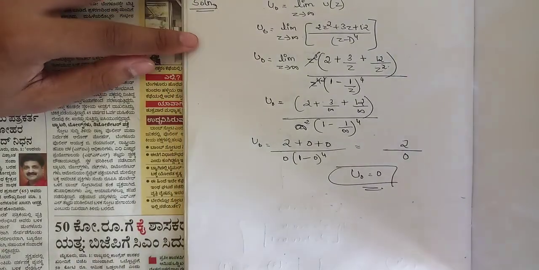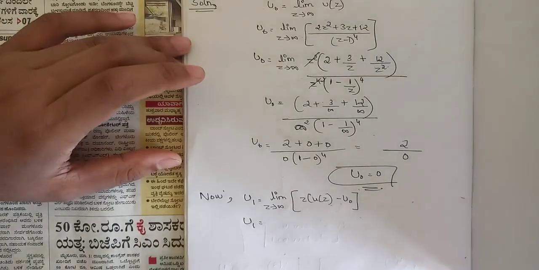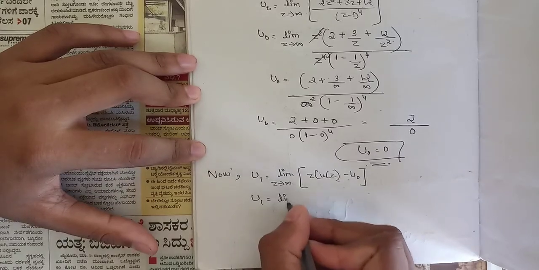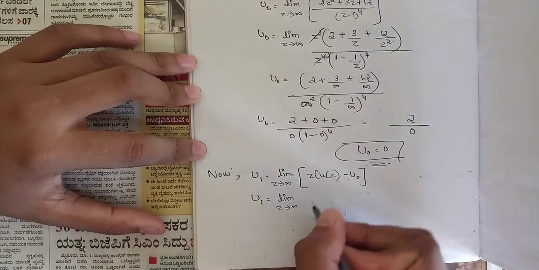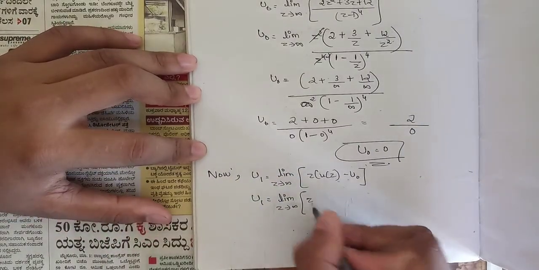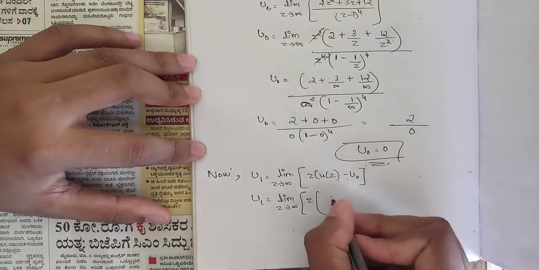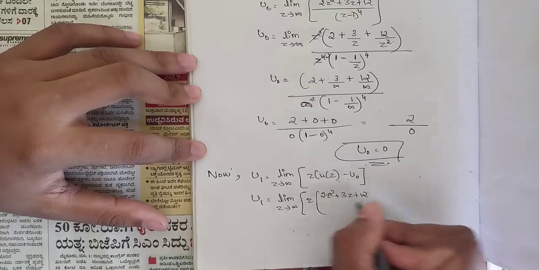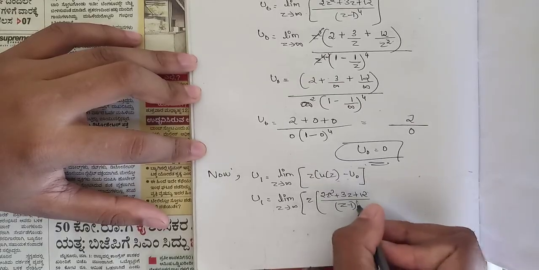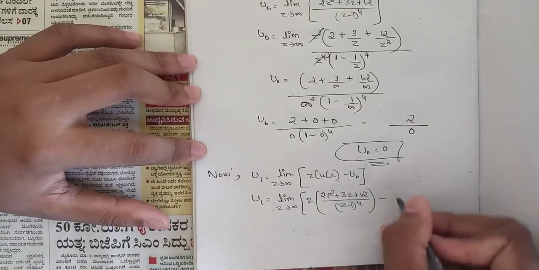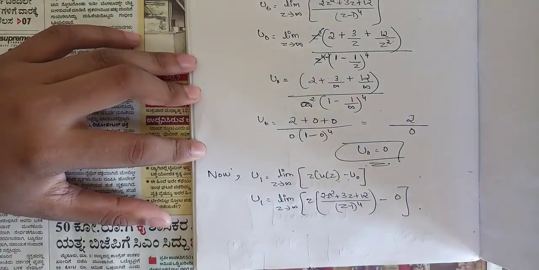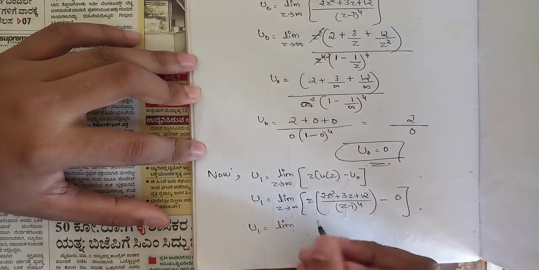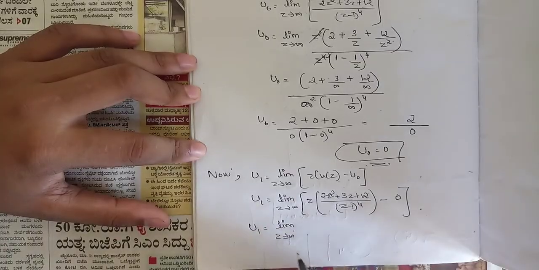So similarly now we need to find u1. Let's find u1: z into u of z. So the required u of z is z minus 1 to the power 4 minus u naught, that is 0, z tending to infinity.